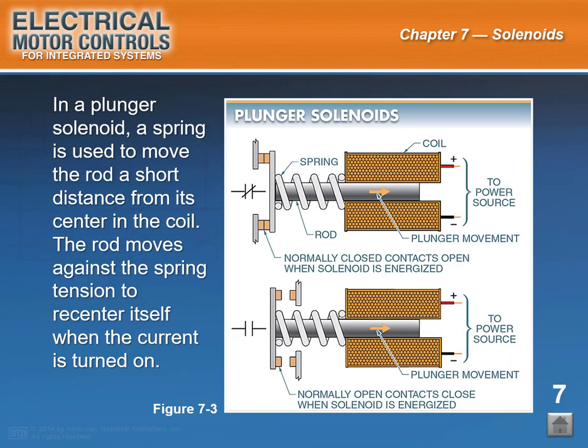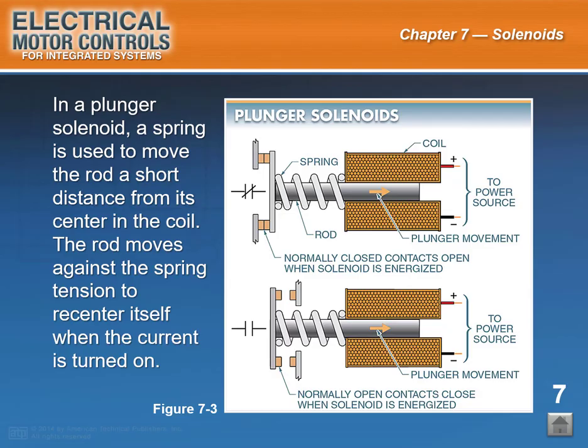In a plunger solenoid, a spring is used to move the rod a short distance from its center in the coil. The rod moves against the spring tension to recenter itself when the current is turned on. See Figure 7-3. A plunger solenoid contains only a movable iron cylinder, or rod. A movable iron rod placed within the electrical coil tends to equalize or align itself within the coil when current passes through the coil. The current causes the rod to center itself so that the rod ends line up with the ends of the solenoid if the rod and solenoid are of equal length.